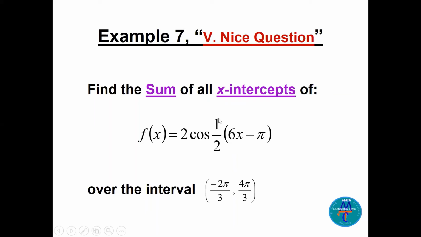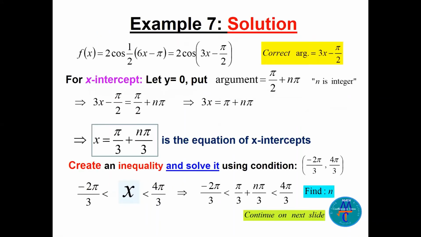So the important part here is 2 cosine of half of (6x minus pi). Let's find the correct argument before we start. So what is the correct argument here? You have to multiply the half inside. It will be 3x minus pi over 2. So the correct argument will be 3x minus pi over 2.